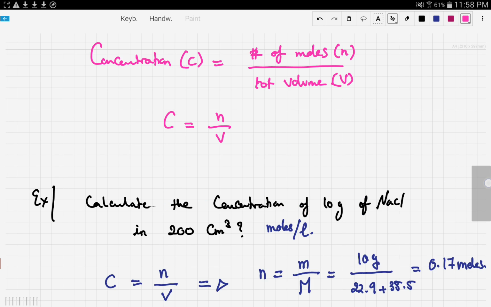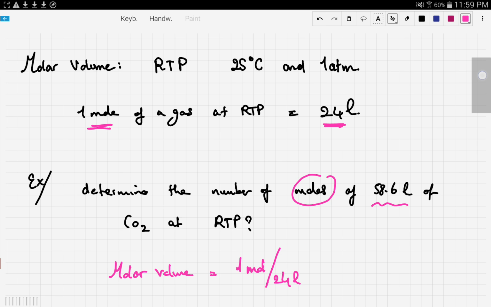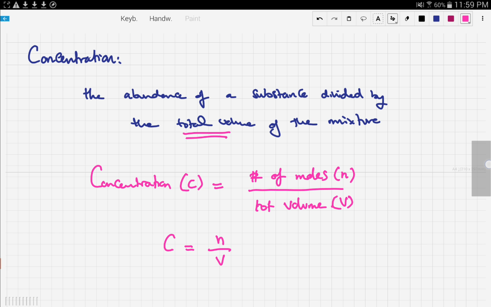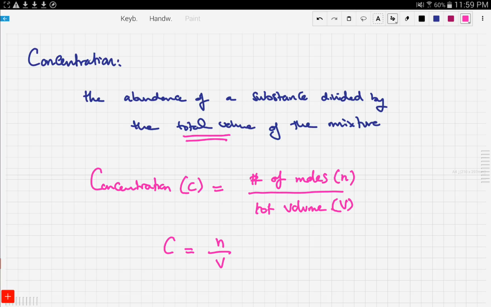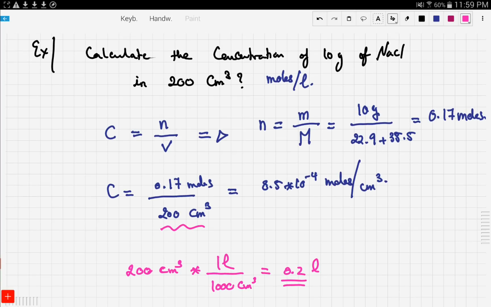So that's that for this video. So let's recap. We talked about molar volume, and we said molar volume is usually measured at room temperature and pressure, and 1 mole of the gas is equal to 24 liters. And we did an example over here, and then we moved on to concentration, and we said that concentration is how much of a substance is present in the mixture. And we talked about our favorite formula over here, which is C is equal to N over V. And then we did an example and we calculated the concentration of NaCl in 200 centimeters cubed of the volume.